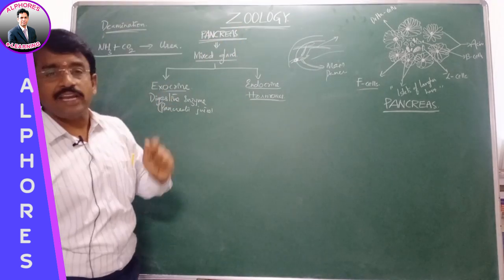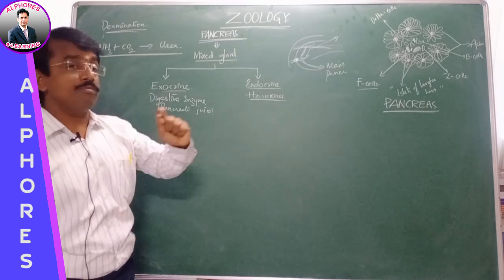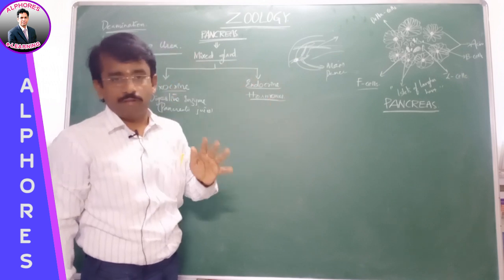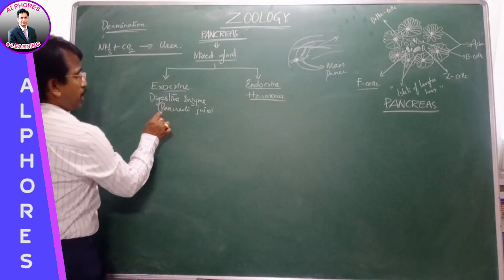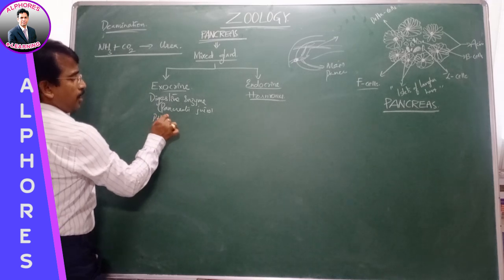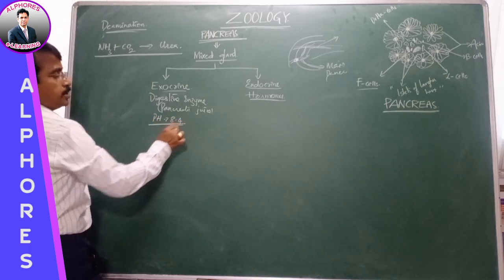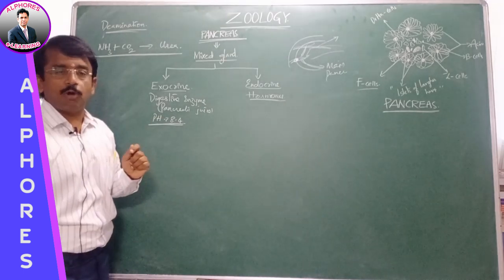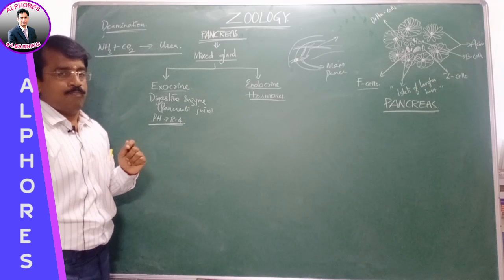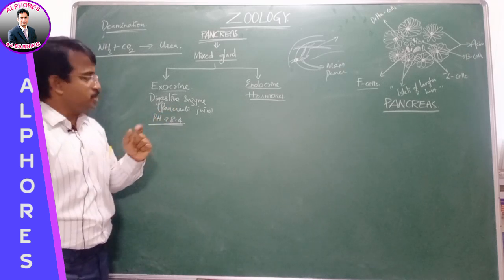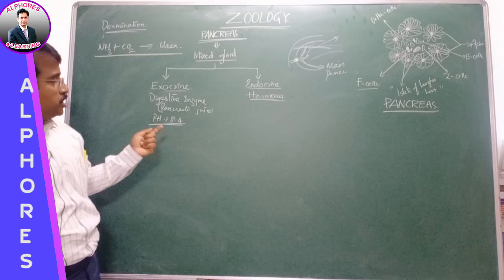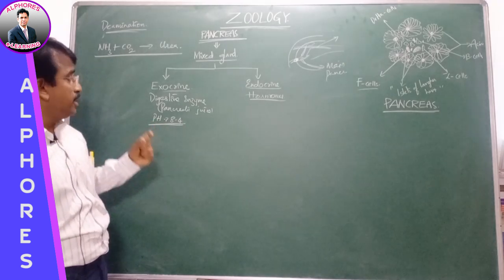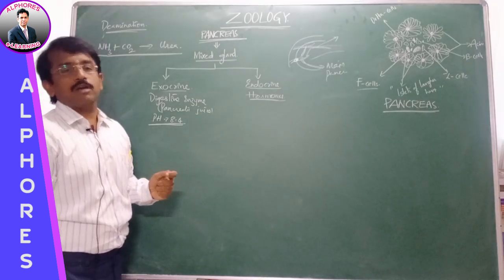It is an alkaline juice. What do you mean by alkaline juice? Its pH is more than 7. The pancreatic juice pH is 8.4. So in terms of pH value, it is the highest among all the digestive juices. The pancreatic juice, whose pH is 8.4, is alkaline, and it contains enzymes.